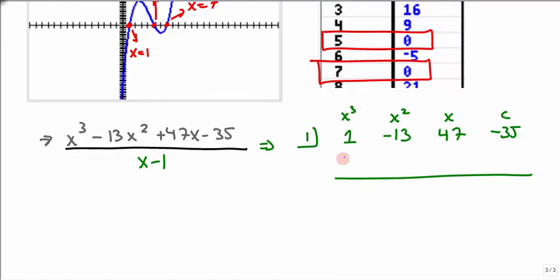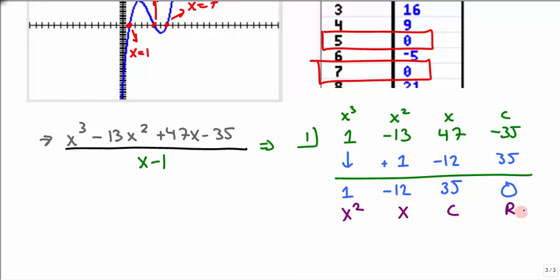So what we have here then is I bring the 1 straight down. 1 times 1 is 1, add down, negative 12, multiply up. 47 minus 12 would be 35, multiply, positive 35, and my remainder is 0. So we have going down by a power, x squared, x, constant, and since my remainder is 0, that tells me that x minus 1 is indeed a factor.